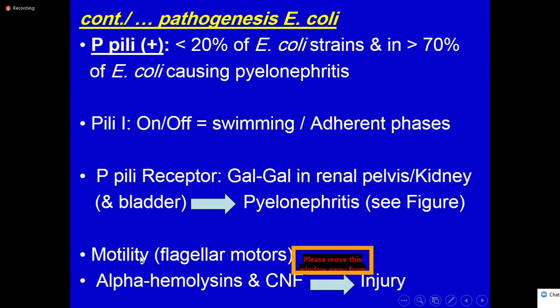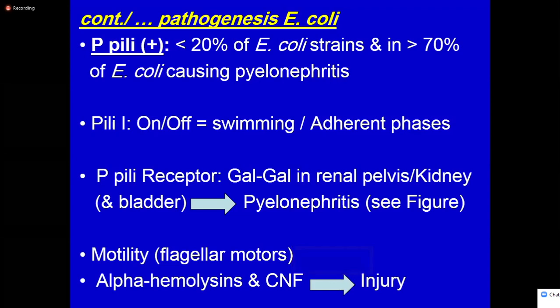The microorganism has flagella, so these microorganisms are motile. Remember, E. coli is a motile microorganism, because we are going to speak about another lactose fermenter microorganism, Klebsiella, which is non-motile. So you have to differentiate between E. coli and Klebsiella. These microorganisms produce alpha hemolysin, which can cause pores, and CNF also, which can cause injury to the urinary tract.